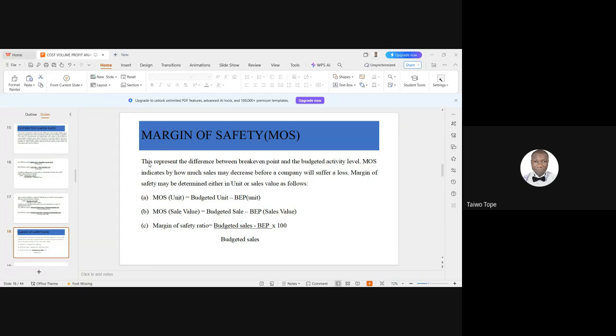So depending on the question, you can determine your margin of safety by saying actual sales less break-even sales. We are going to see that in one of the questions I forwarded on the platform. So that is in units. And also you can determine margin of safety by saying actual sales less break-even sales in revenue, if you want to look at that in form of revenue.